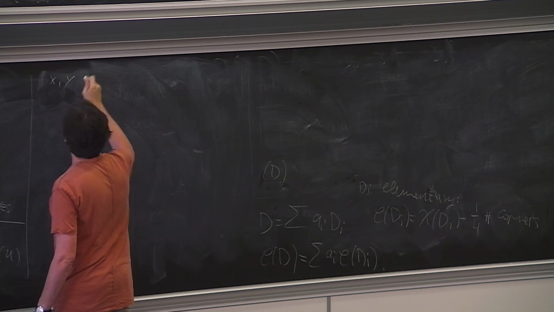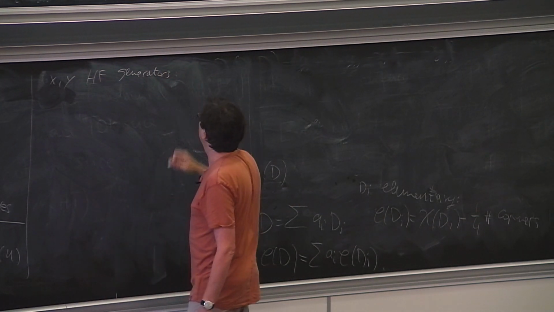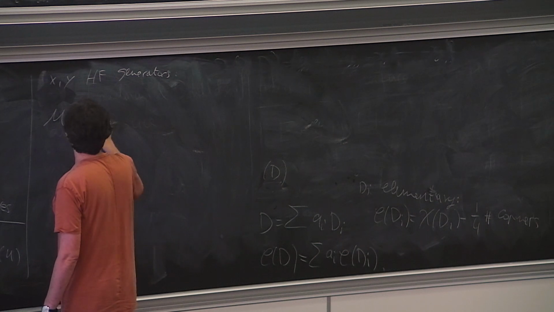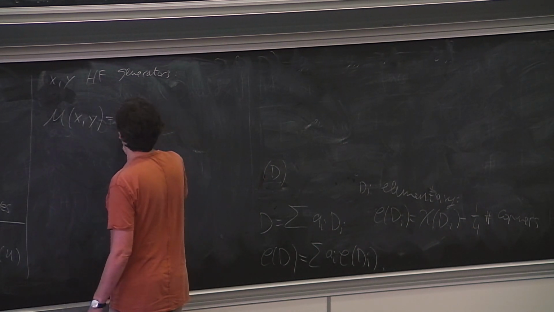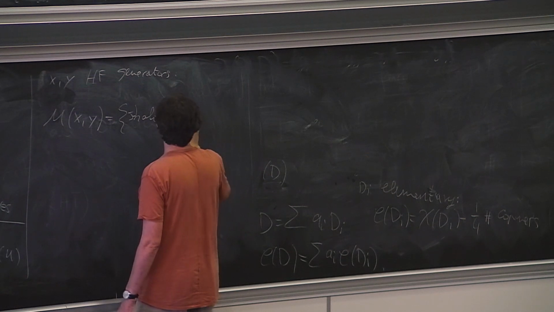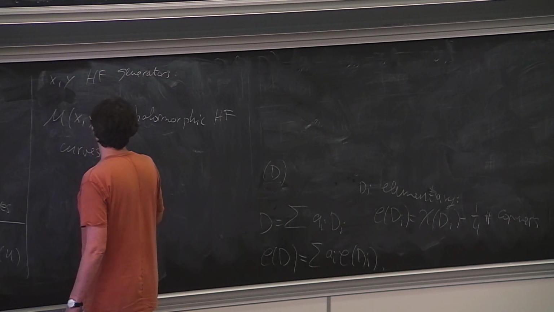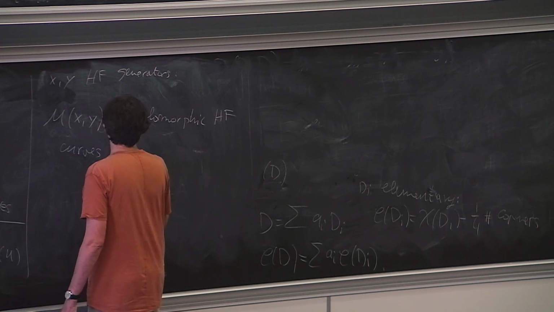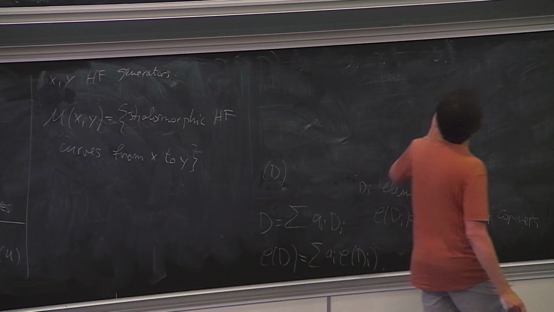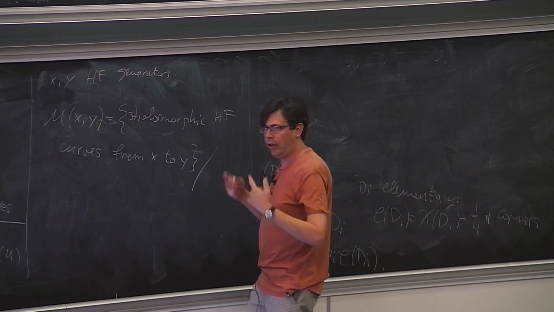So given x, y Heegaard Floer generators, I define M of x, y to be the set of J-holomorphic Heegaard Floer curves from x to y, which means they satisfy all the properties that I've listed there. And we divide by reparameterizations of the domain.